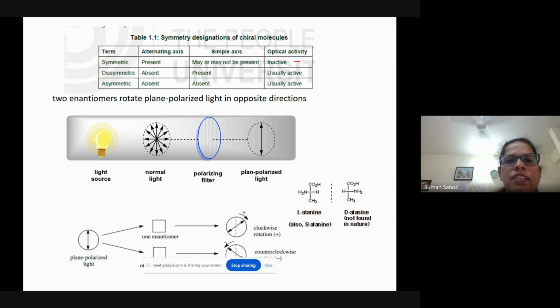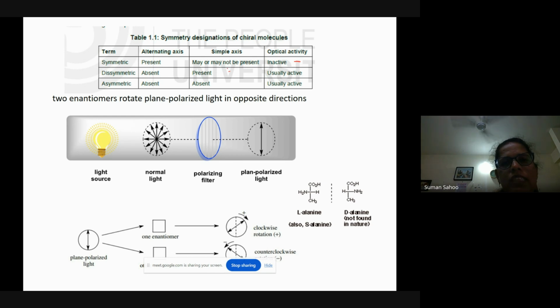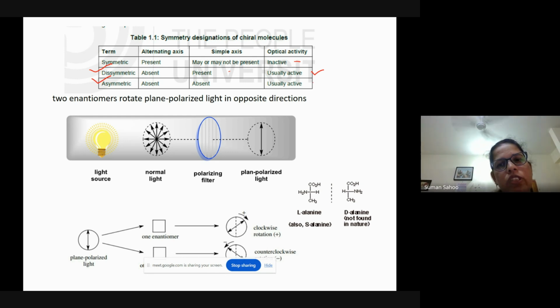And when the alternating axis is absent, but you have a rotational axis, any simple rotational axis, then that molecule is known as disymmetric, and these are usually optically active. And when you do not have any alternating axis of symmetry, and also no simple axis of symmetry, then those are known as asymmetric, and those are also usually active.